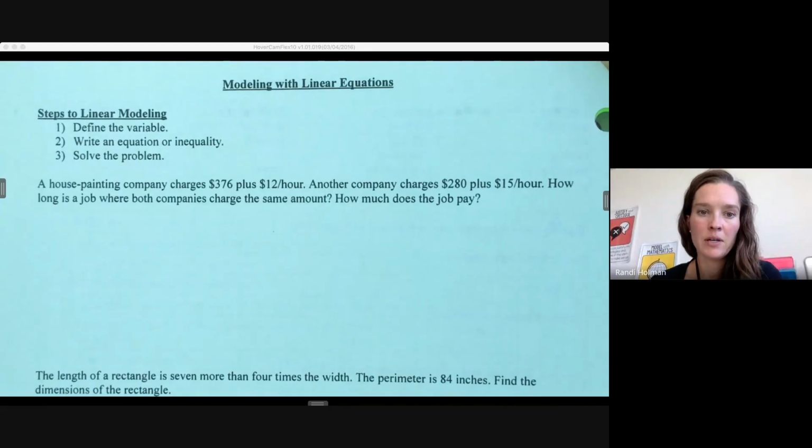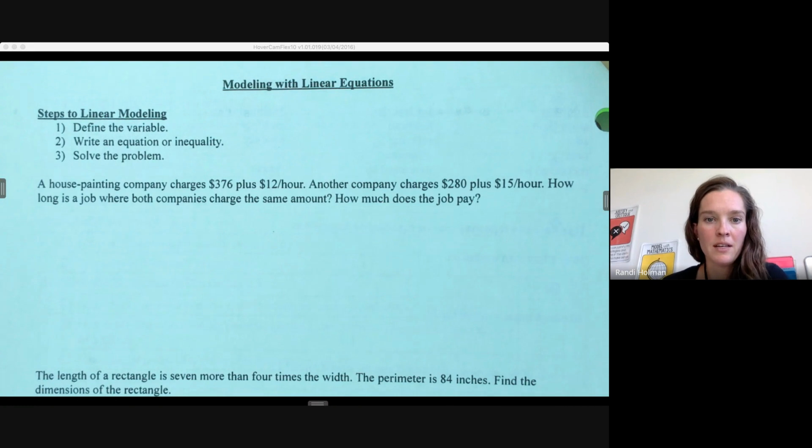Welcome. In this video, we're going to be looking at modeling with linear equations. So anytime we have some sort of modeling problem, the very first thing we should be doing is defining our variable, figure out what is changing, or what things, could be more than one variable, are changing in our situation, and then write an equation or inequality. Today, we're going to be focused on those equations, and finally solve the problem.